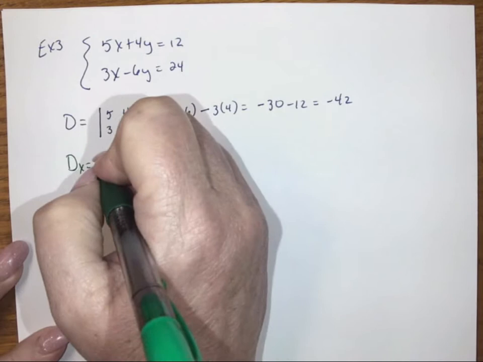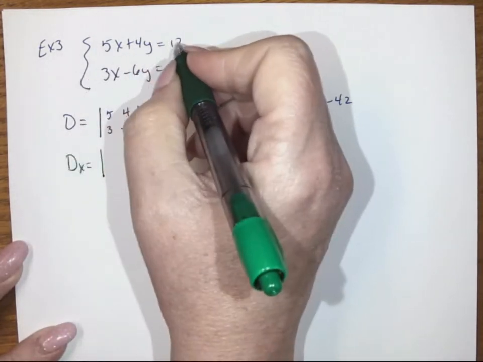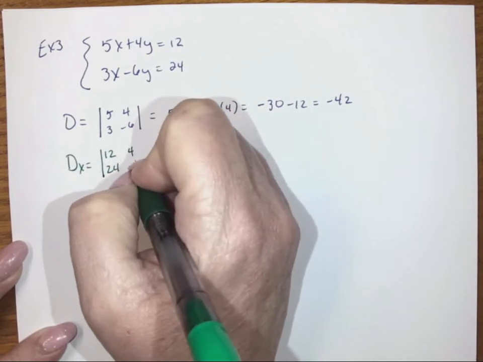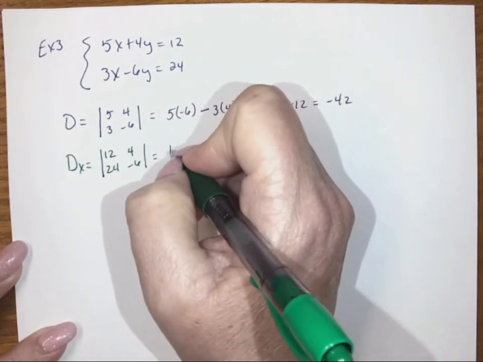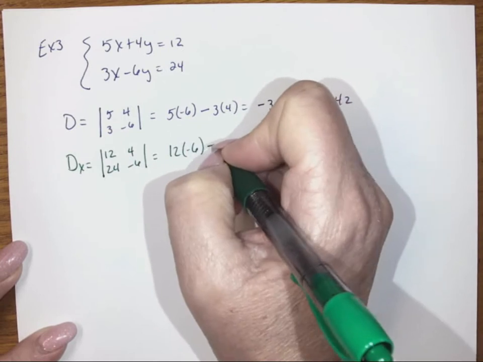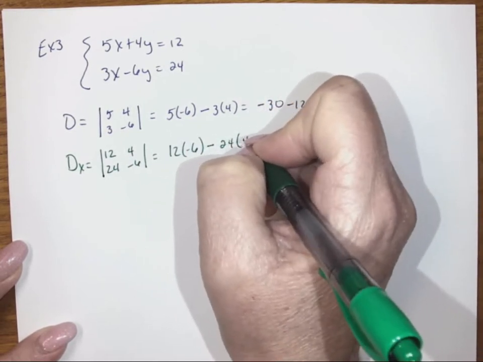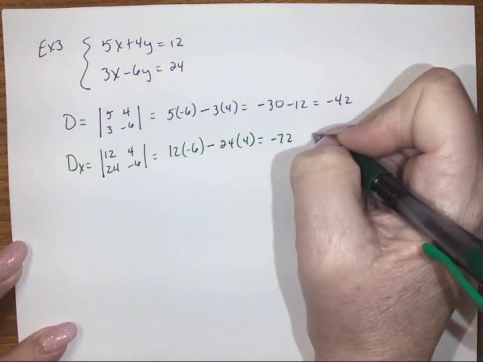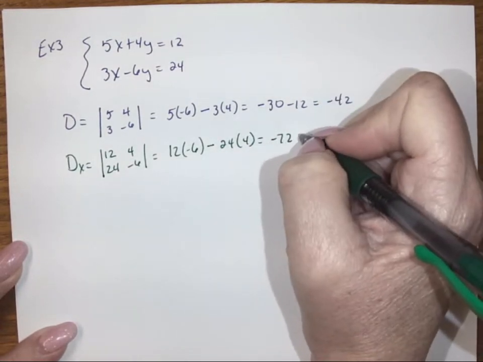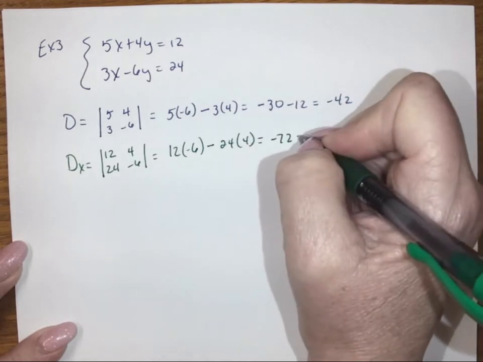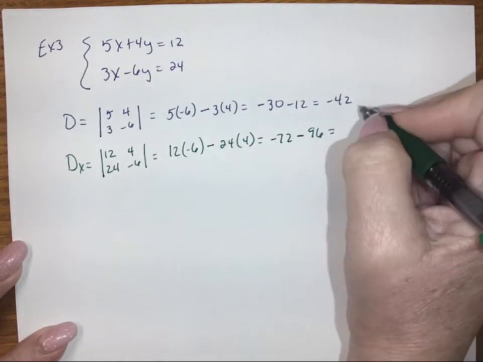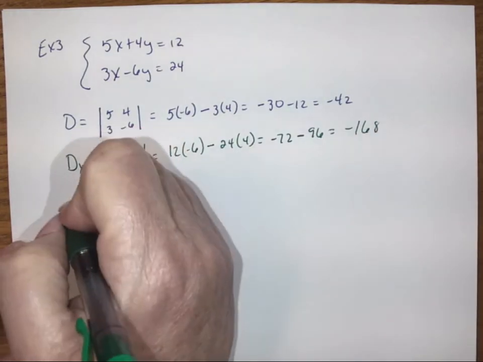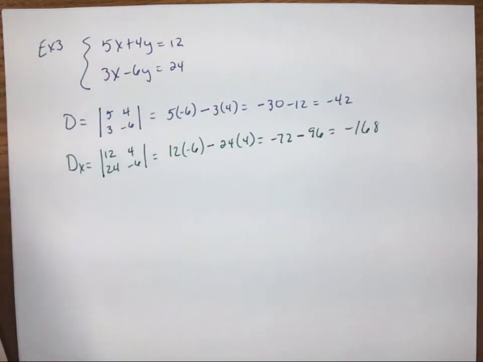Our d sub x, remember we don't use these two, we're going to use these two, so we'll have 12 and 24, and 4 and -6. So 12 times -6 minus 24 times 4. So 12 times -6 will get us -72. And -24 times 4 is -96. And that will get us -168. And then we need to do our d sub y.